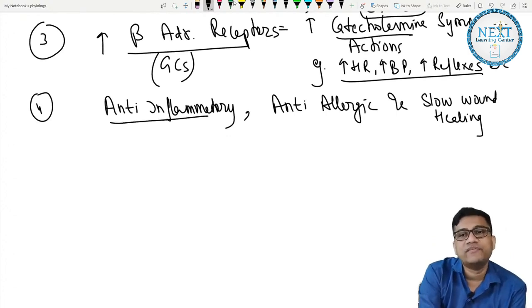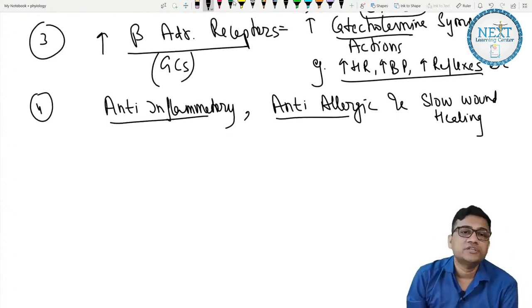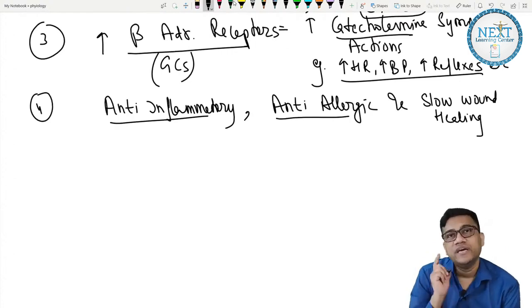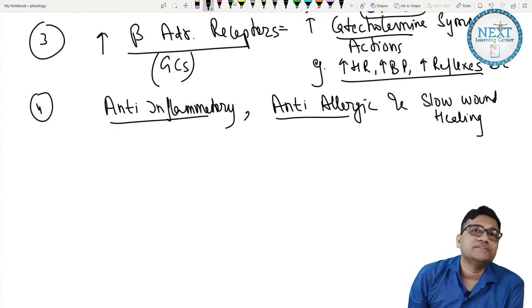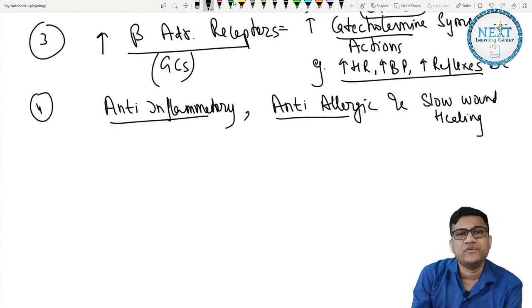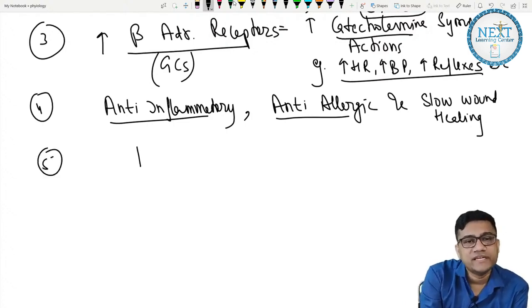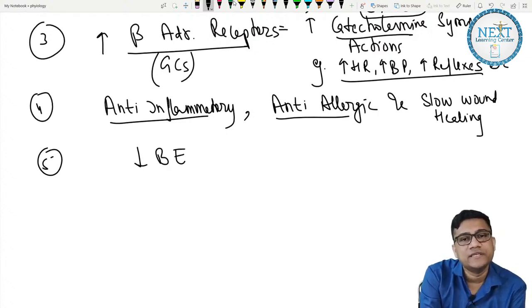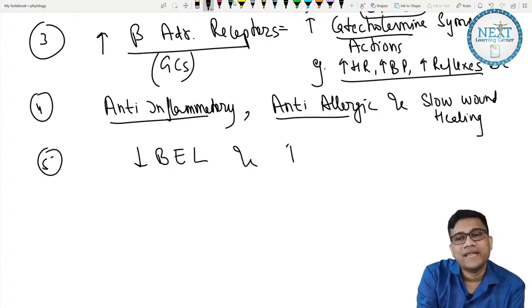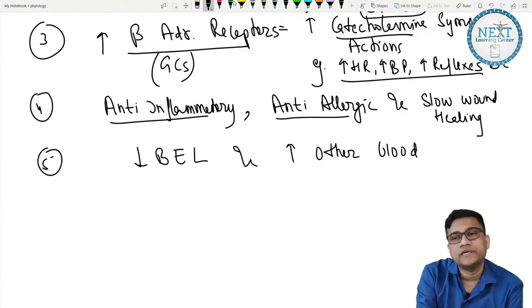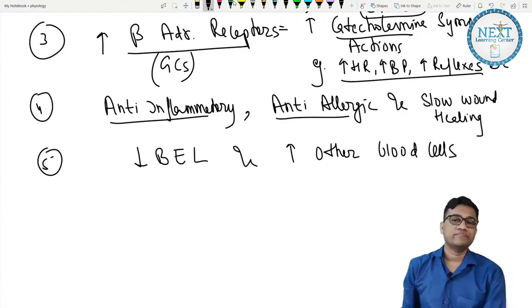So they're anti-inflammatory, anti-allergic. Which one? Steroids. So the steroids are given in almost all hypersensitivity responses, all except few. Okay, like in case of this. Number 5, they decrease BELL and increase other blood cells. Increase other blood cells. Okay.